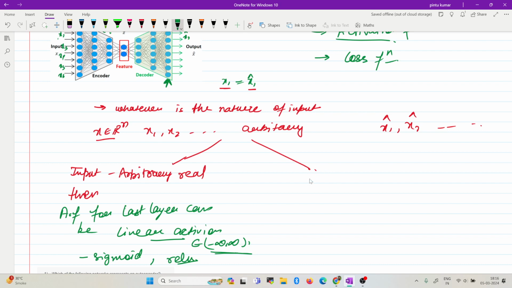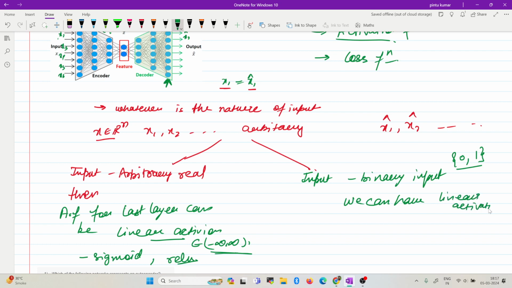Now, many applications are there in which the input itself is a binary input. That is, you have values 0 and 1, or you can assume that you have values between 0 to 1. Here also we can have linear activation, but an even better activation choice is something that we learned, that is the logistic activation, right?